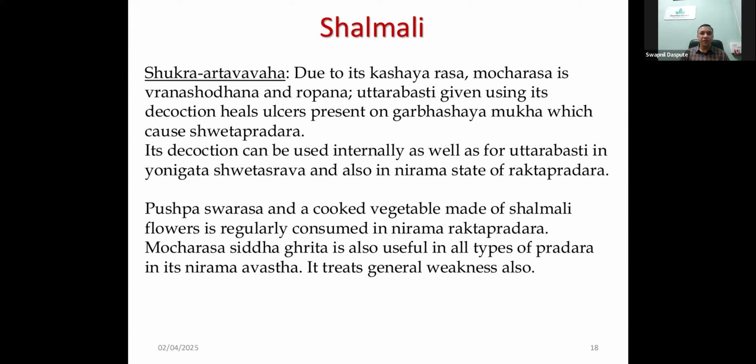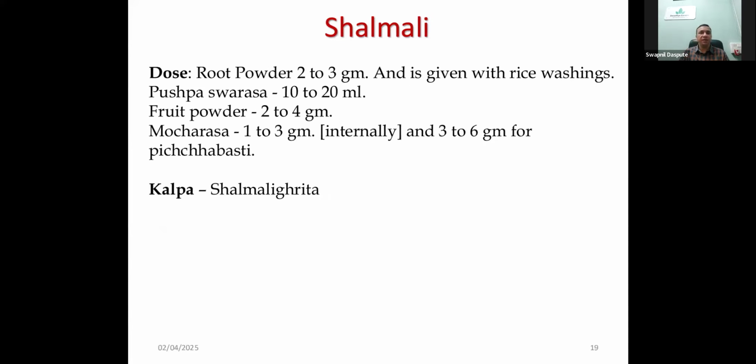It treats general weakness also. Okay, so it will give Dhatu Bala. It will improve Dhatu Bala. Hence, it is good in generalized debility.